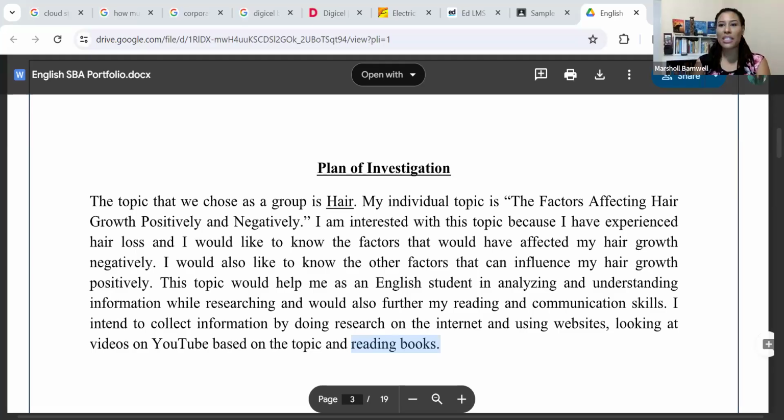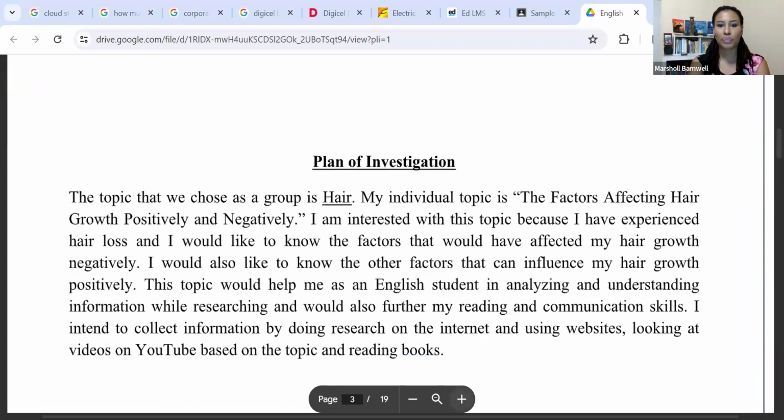However, before we do our reflection one, there are certain things that must be covered. We're going to look at our SBA sample that we started last time. If you remember this page, our last session was about your plan of investigation. I'm hoping you would have all completed your plan of investigation using that resource video. Now we're going to move on to your reflection one.